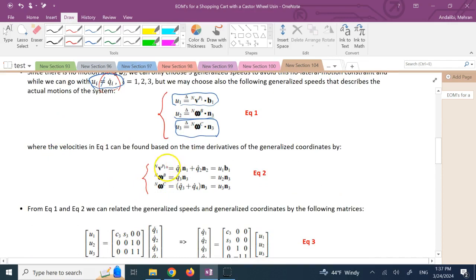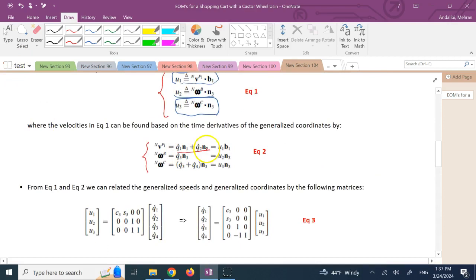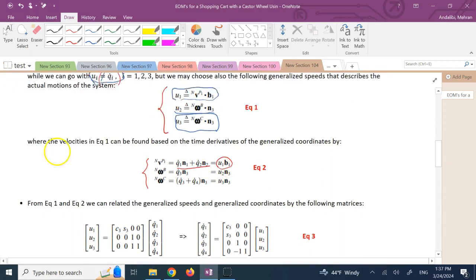Well, clearly, because of the definition of Q1 and Q2, the velocity of point P1 is, of course, Q1 dot in the N1 direction plus Q2 dot in what? N2 direction. So that is obvious. And that is equal to U in the B1 direction, right? This guy here. It's equal to U1 in the B1 direction.